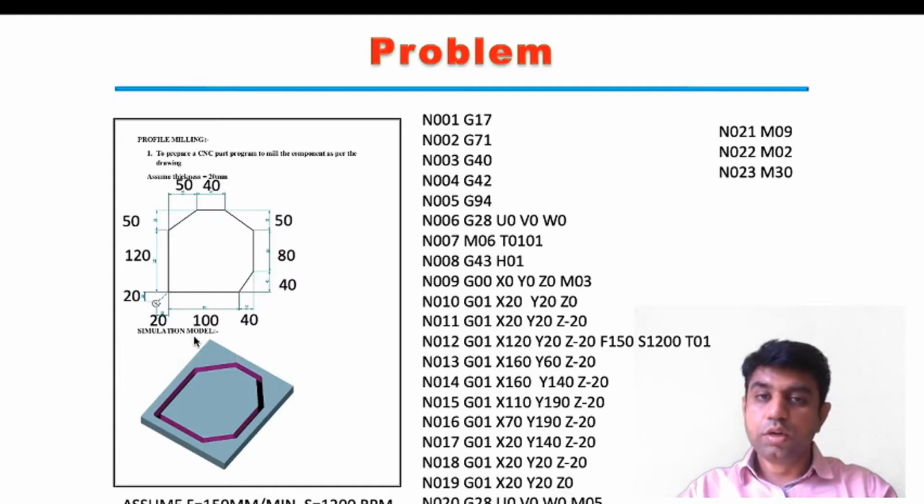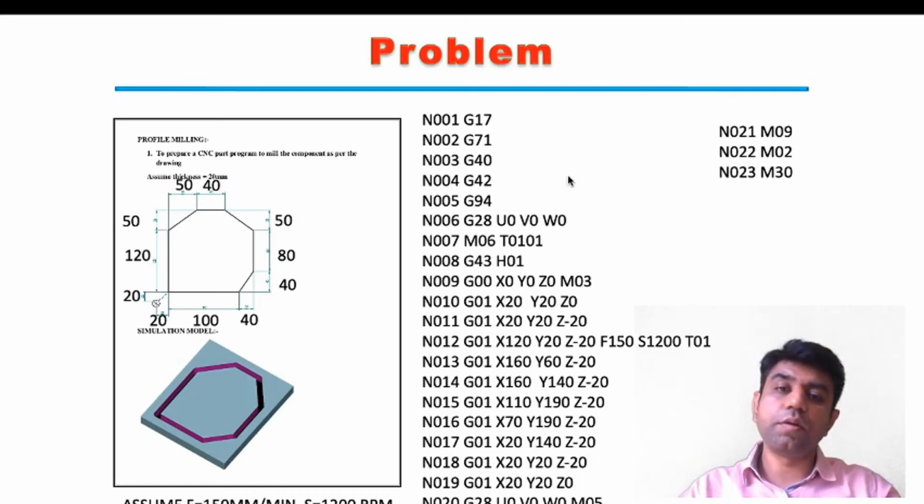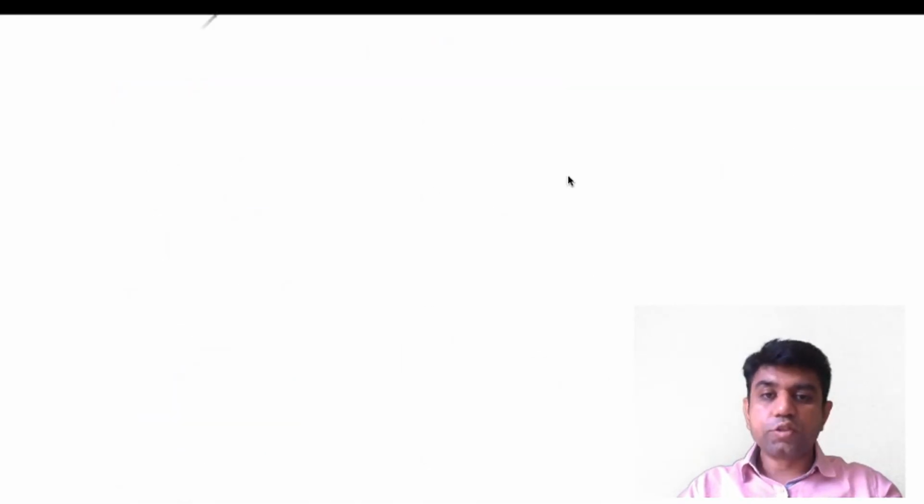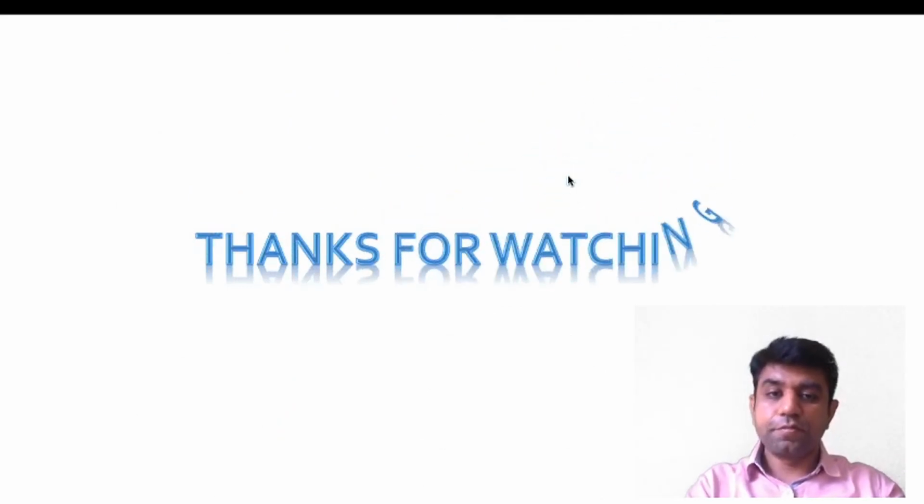So what will happen is the tool is still inserted inside the workpiece. With this command the tool will come out, then we are sending it to its home position with the help of the G28 U0 V0 W0 command. We are stopping the spindle with the help of the M05 command. In the next line, with the help of M09, we are stopping the coolant flow. M02 suggests that the program has ended, and M30 suggests the end of the day. So this will be the way to write the part program of a milling machine. That's all for today's lecture, and thanks for watching.